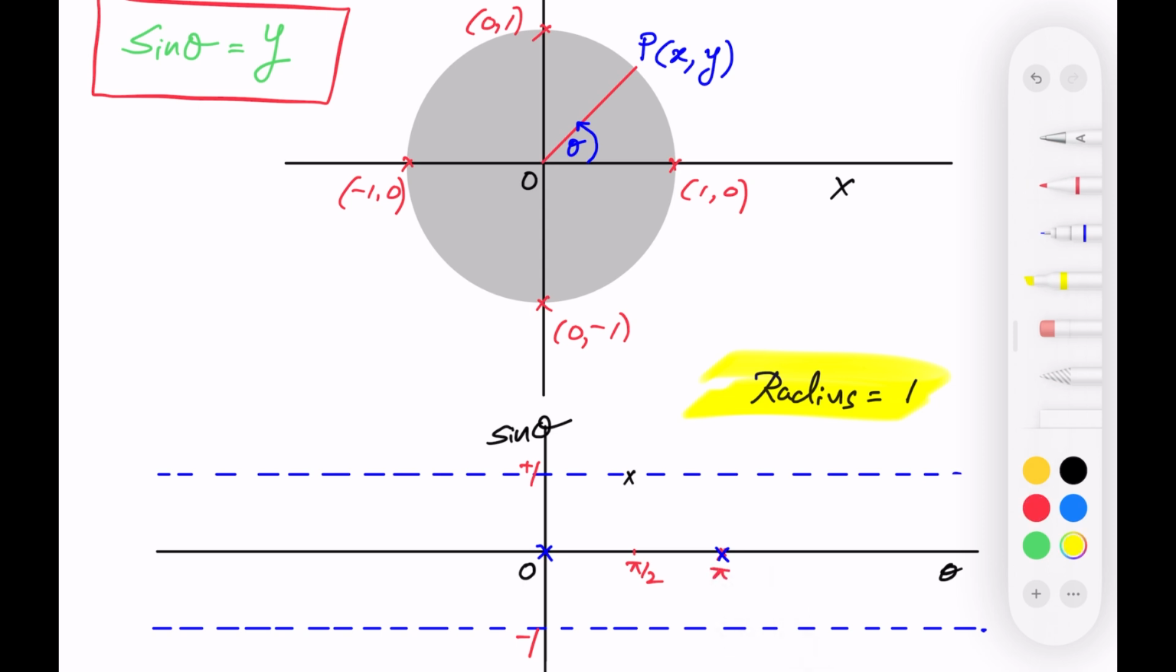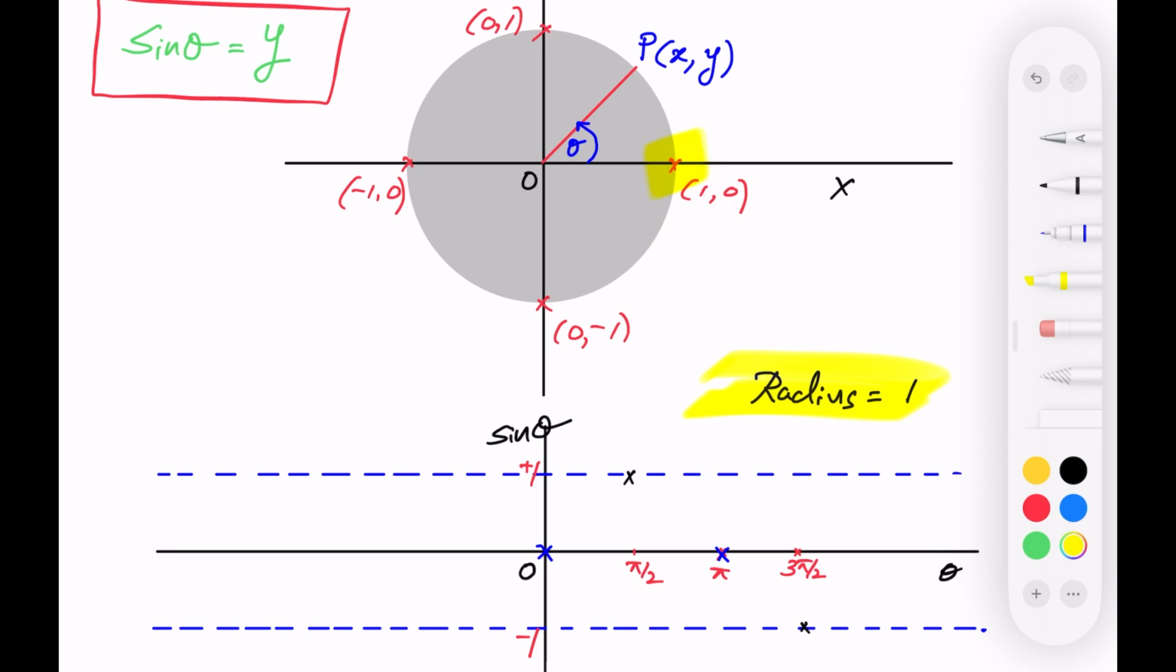Next position for P is right here. In that place, theta is equal to 3 pi over 2. When theta is equal to 3 pi over 2, sine theta, which is given by y value, has become equal to -1. Therefore, when theta is equal to 3 pi over 2, the y value, the sine theta value, is equal to -1. And finally, the point P can come back to this place.